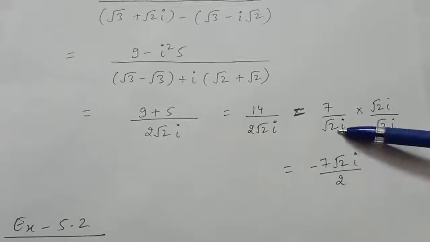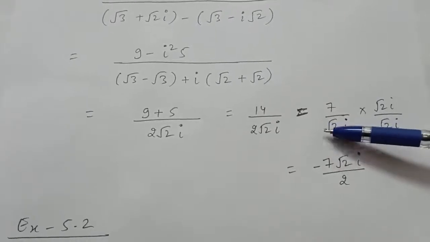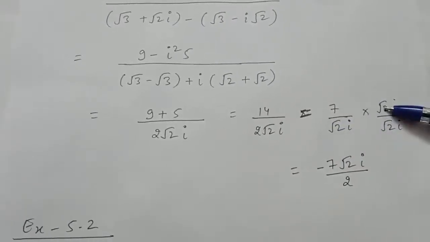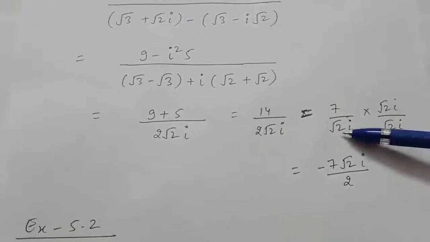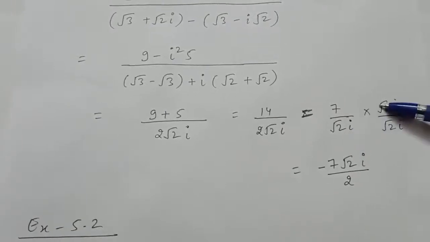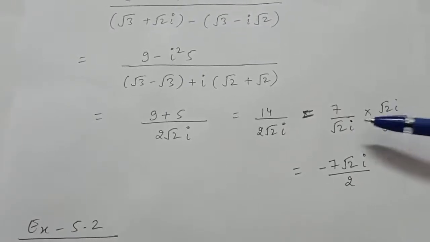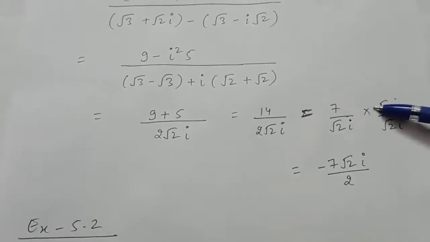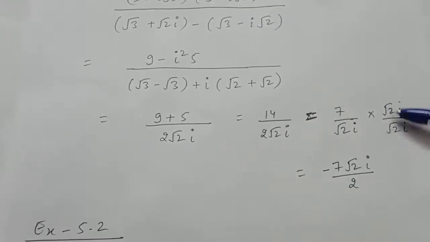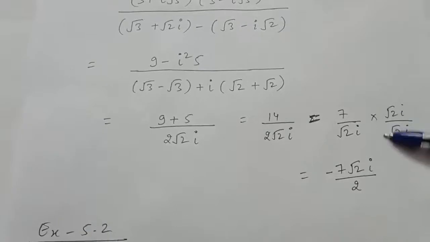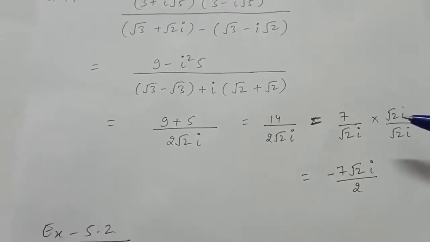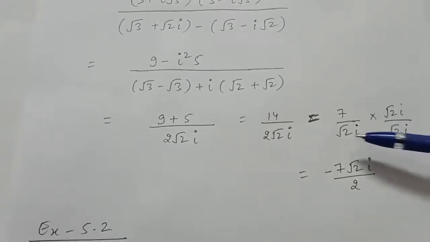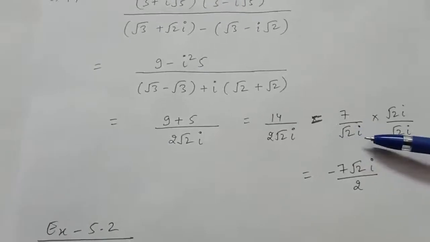See, because here real part is 0, therefore I have not changed the sign of the imaginary part while rationalizing. Why? Because if you change it, then it will be minus root 2 iota upon minus root 2 iota, and minus will get cancelled. So there is no use of changing the sign when the real part is 0, right?